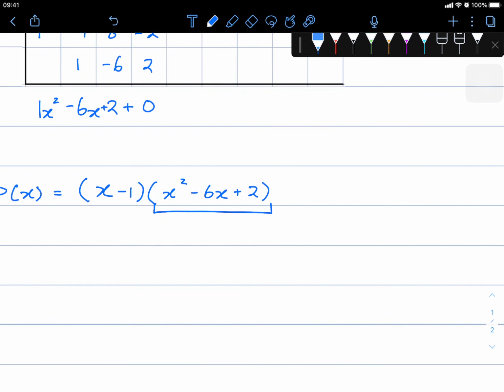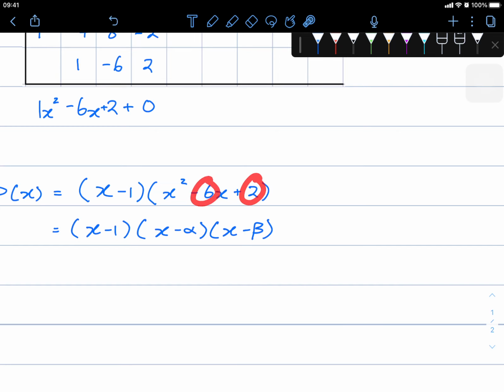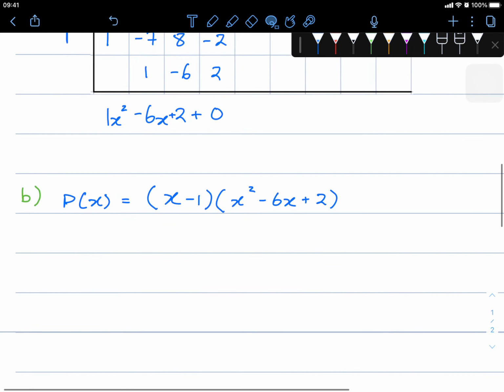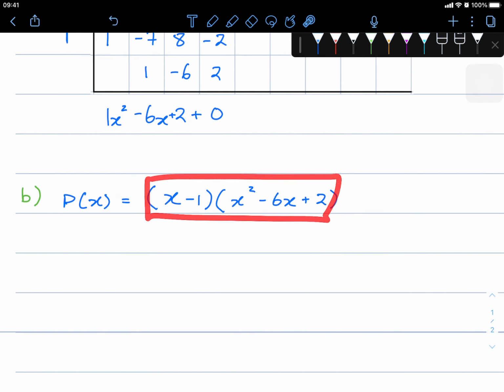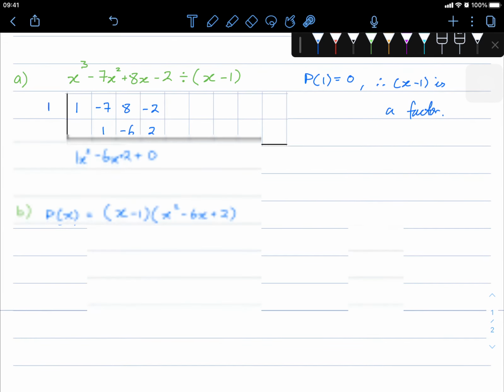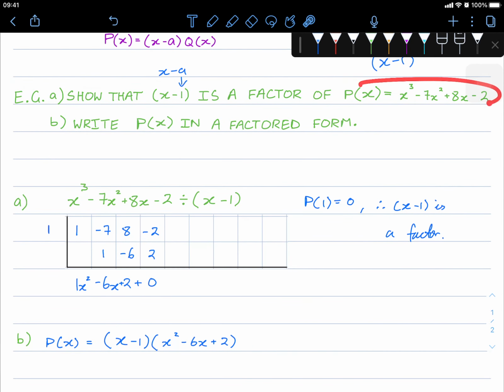If we could have factored this even further, we could have written something like x minus alpha and x minus beta. But for now I can't seem to think of any numbers that multiply to 2 and add to negative 6. So this here is the fully factored form of this polynomial.